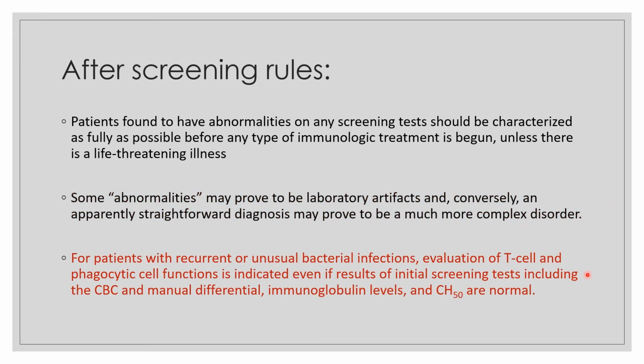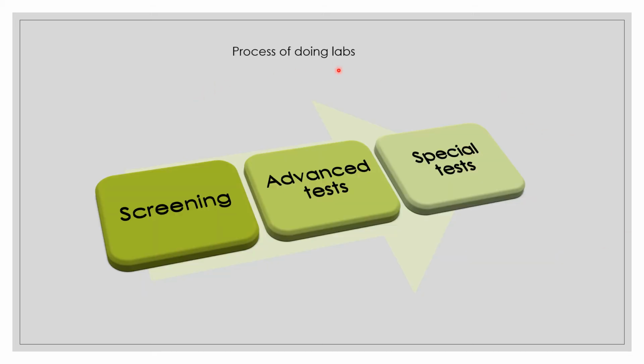For patients with recurrent or unusual bacterial infections, evaluation of T cell and phagocytic cell functions is indicated even if results of initial screening tests, including the CBC and manual differential, immunoglobulin levels and CH50, are normal. So the process of doing the labs in immune deficiency is starting with screening, then moving to advanced tests, then moving to special tests.